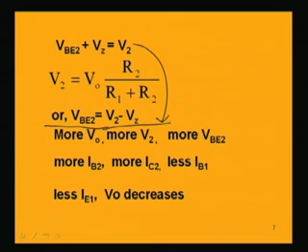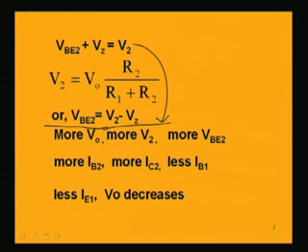Now imagine that V0 is increasing because of supply variation in the input supply. The V0, that is the output voltage, is increasing. Now if V0 increases, what will happen? More V0 means V2 will be more, because V2 is nothing but the voltage division across resistance R2. The voltage available will also be more if the voltage V0 is more. So if V2 is more, that means VBE2 is more.